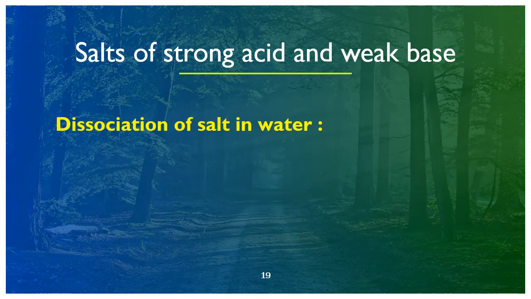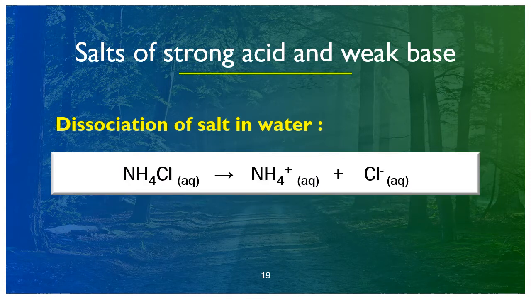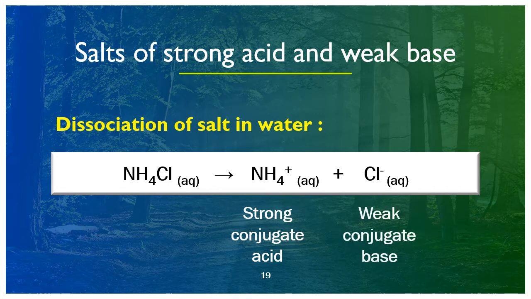The dissociation of the salt present in water can be written as shown in the equation. The salt NH4Cl will completely dissociate to form the ammonium ion and the chloride ion. The ammonium ion is a strong conjugate acid that forms from the weak base ammonia, while the chloride ion is the weak conjugate base that forms from the strong acid hydrogen chloride.